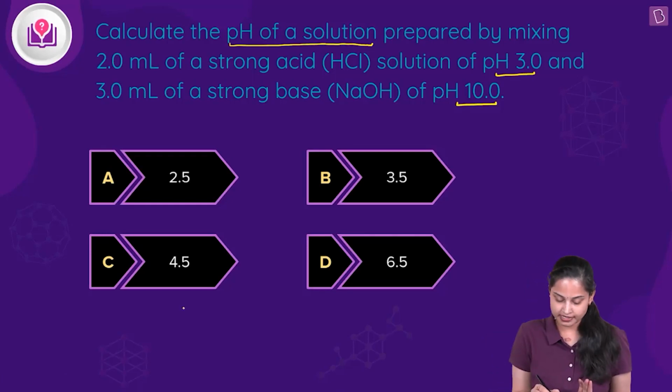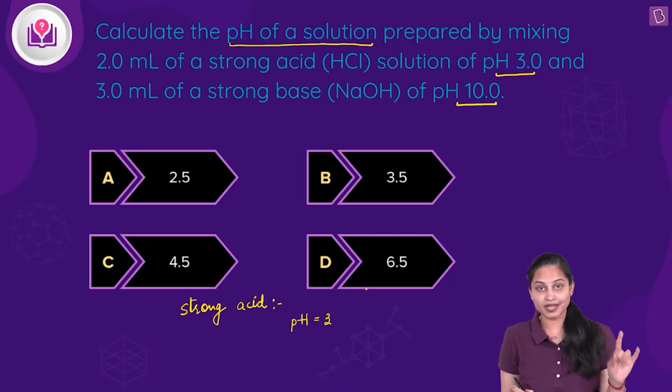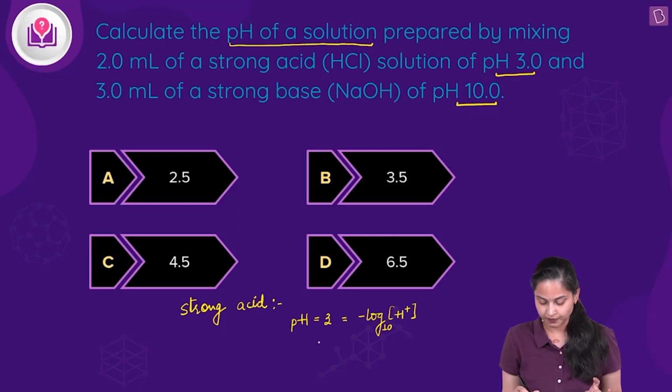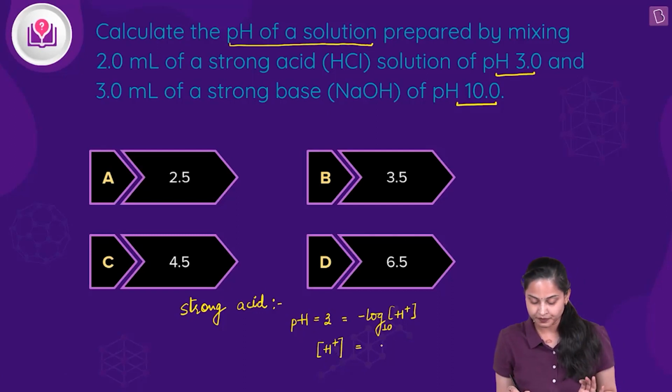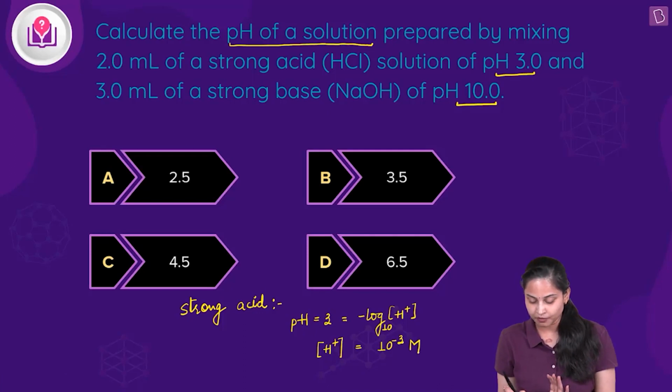Okay, so first I'm going to talk about strong acid. For strong acid, the value of pH is equal to 3, and pH is equal to negative log to the base 10 of hydrogen ion concentration, which straight away means that hydrogen ion concentration for strong acid comes out to be 10 raised to power minus 3. This is the concentration value, or you can say this is my molarity for strong acid. So it's 10 raised to power minus 3 molar.